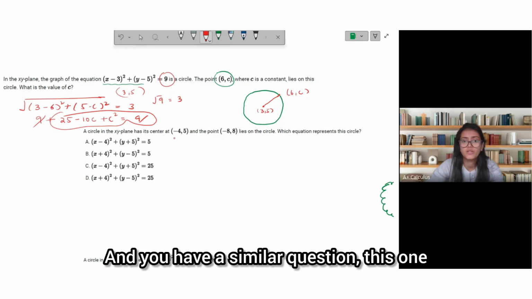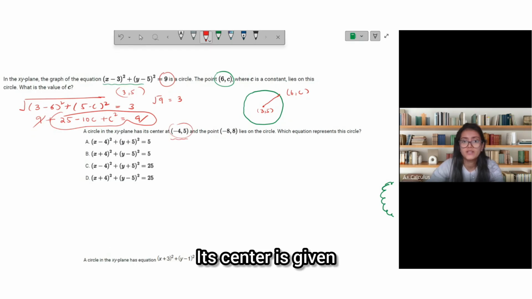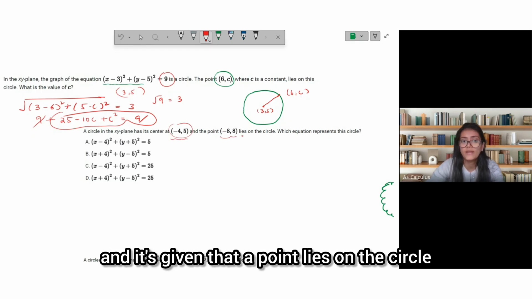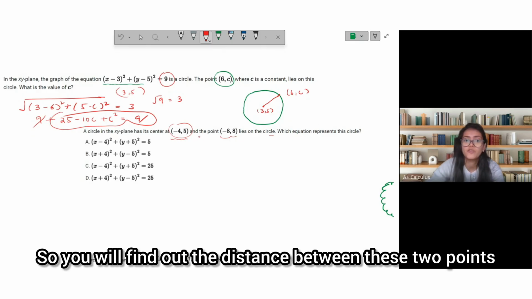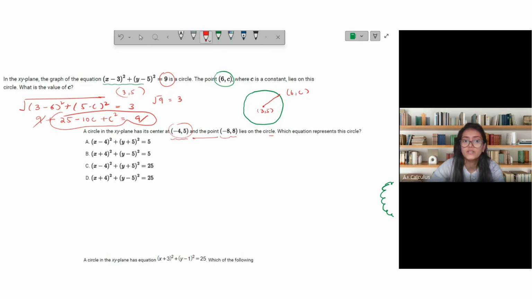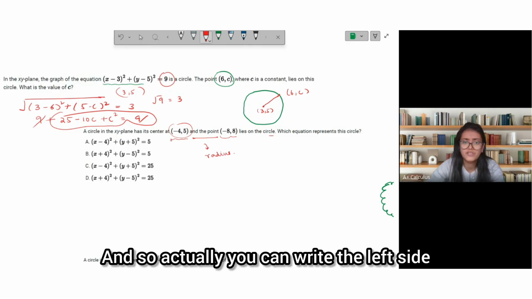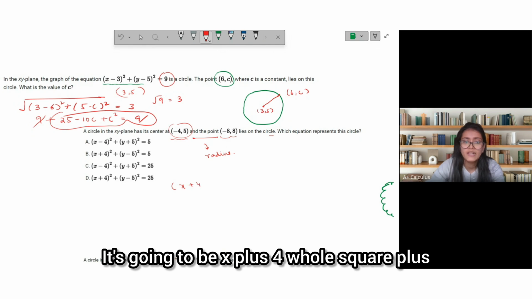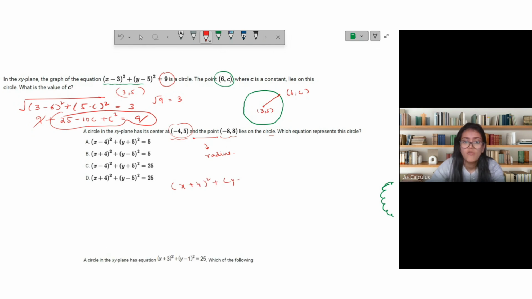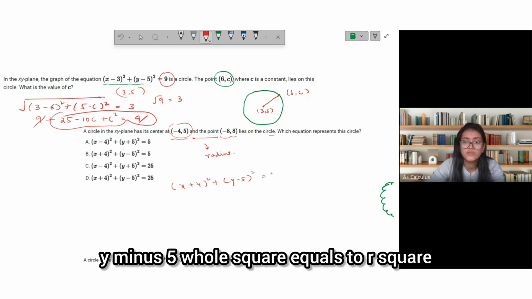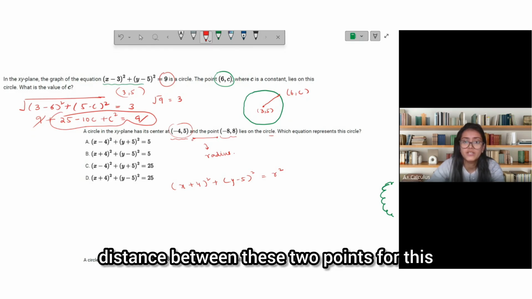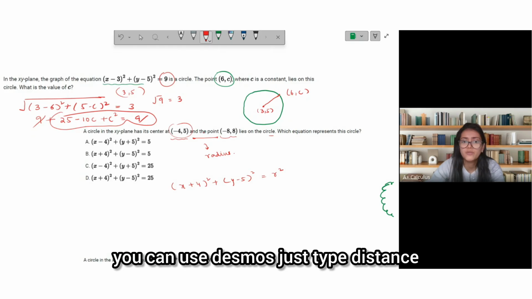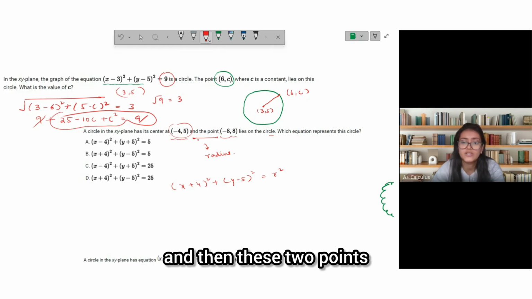And you have a similar question, this one. Its center is given and it's given that a point lies on the circle. We have to find the equation of the circle. So you will find the distance between these 2 points, and that will be the radius. Actually, you can write the left side of the equation right now. It's going to be x plus 4 whole square plus y minus 5 whole square equals r square. And to get the value of r, just find the distance between these 2 points. For this, you can use DESMOS. Just type distance and then these 2 points.